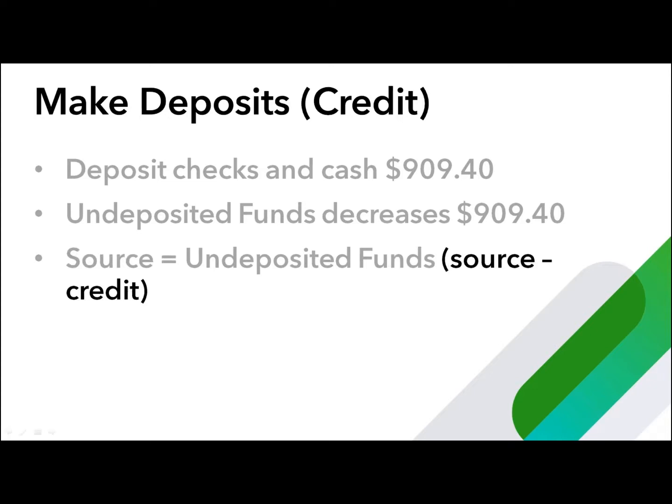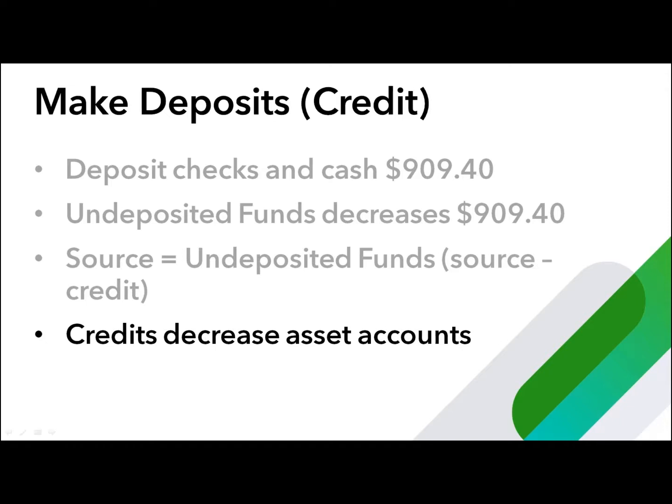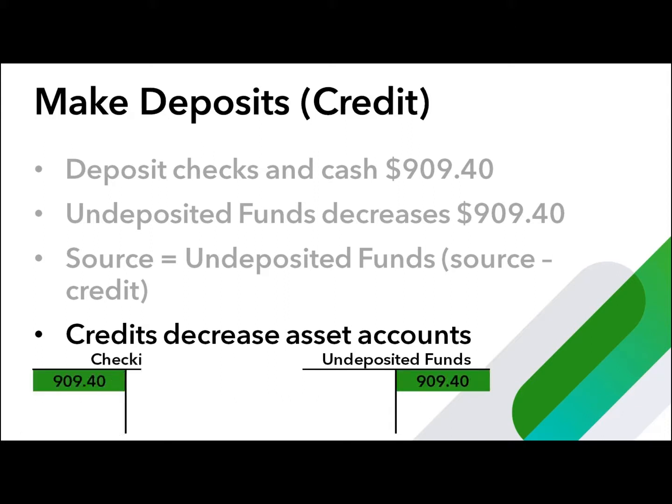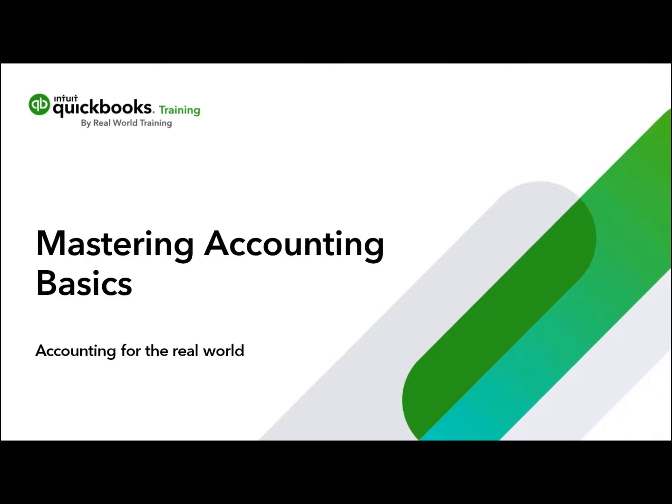Apply the general guideline. Sources are usually credits. Credits decrease asset accounts. Draw a T to represent the undeposited funds account. To decrease the asset account, you credit the account. Enter the amount on the right side. Now let's look again at the other side of the transaction, the use, or where the money went. This is your checking account. The accounting is correct. Debits equal credits. In the next topic, you see this behind-the-scenes accounting in QuickBooks.